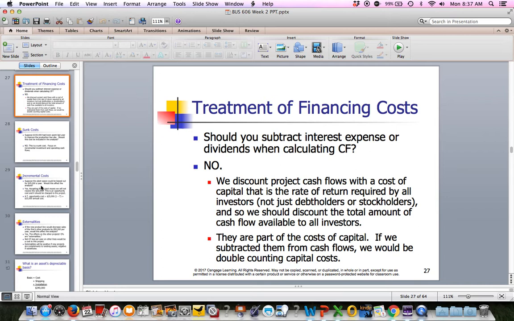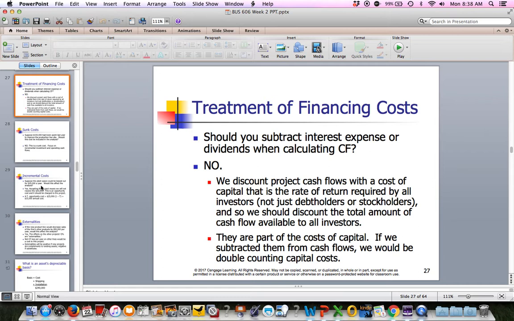And then financing costs is kind of a tricky thing here, so focus on this. It says, should you subtract interest expense or dividends when calculating cash flow? And the answer is no. So even if I'm borrowing money to finance this new equipment, I don't subtract interest costs from that. Or if I'm selling stock of my company to finance this new equipment, I do not subtract that dividend cost from this. And the reason for that is that cost of capital takes that into account.